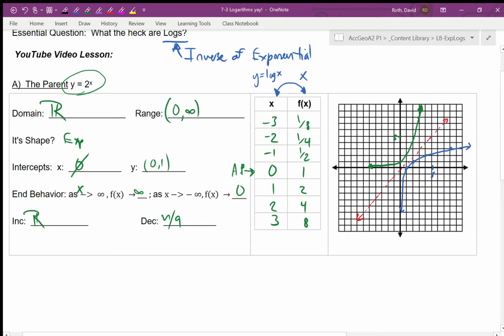What is the domain? It looks like the domain of the blue graph, which is my log graph, I know the graph, but I just don't know the equation yet. If I look at that graph, then that goes from 0 to infinity. Here, the range appears to be going all the way down to negative infinity, all the way up to positive infinity, so it's all real numbers. What's the shape? I don't know. It has a vertical asymptote.